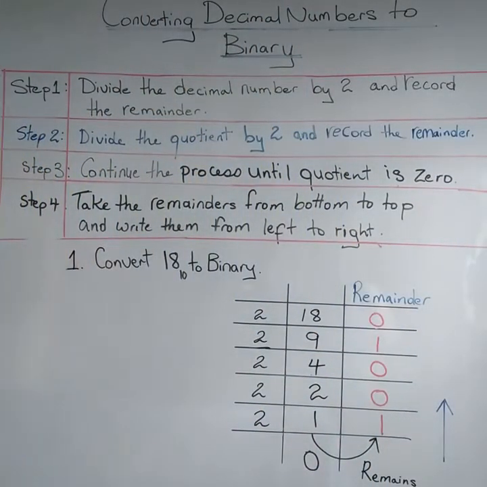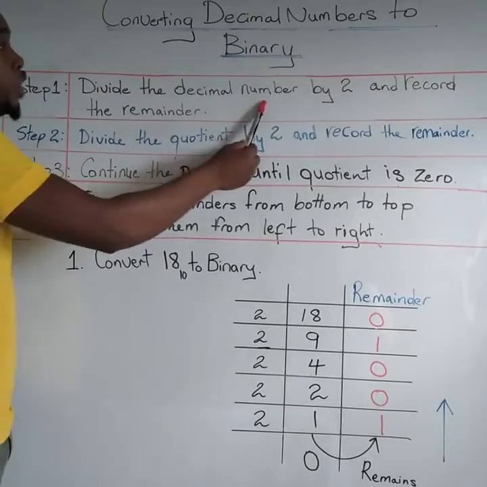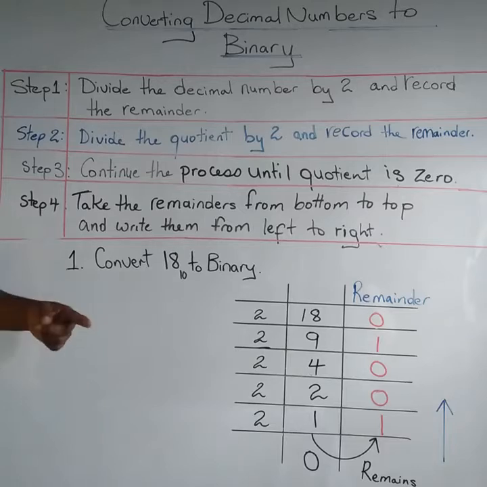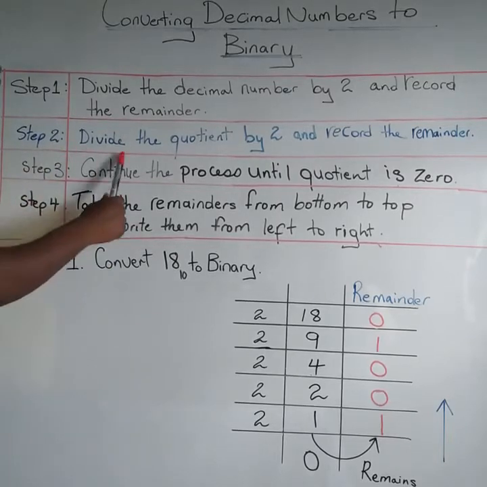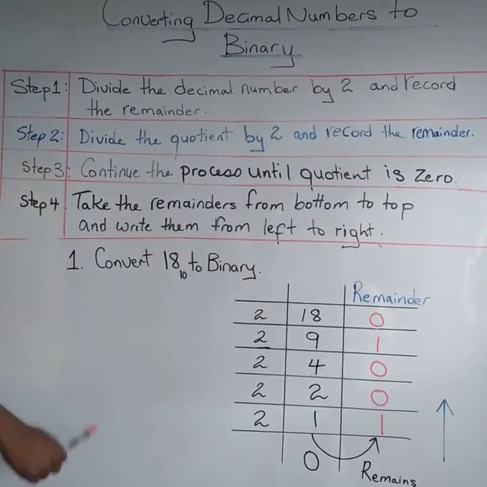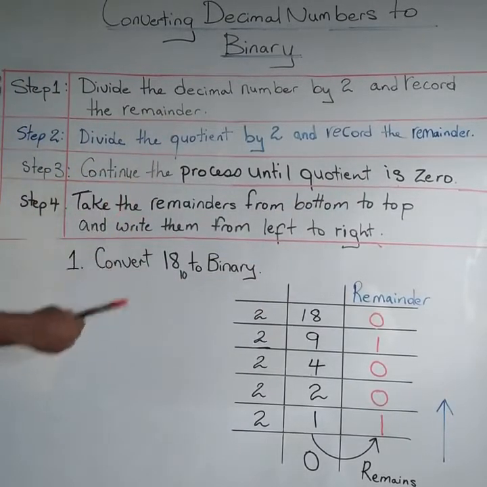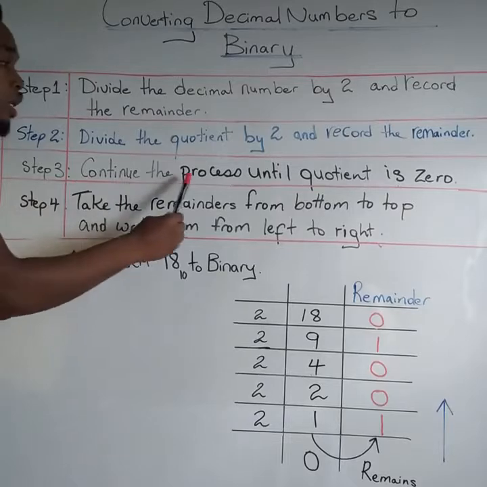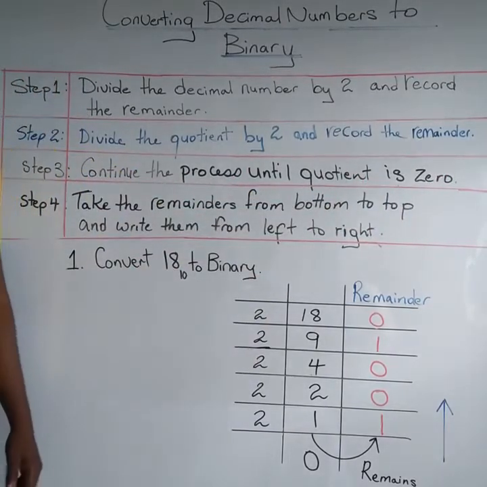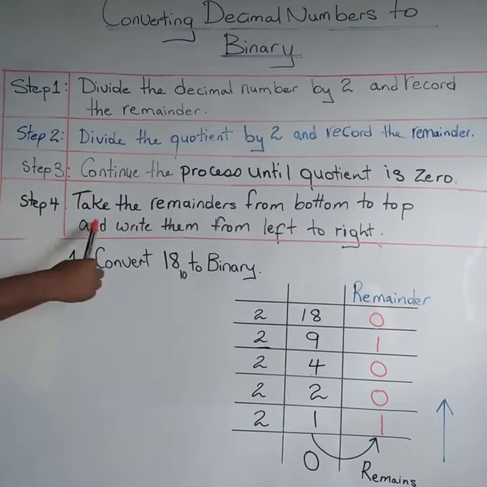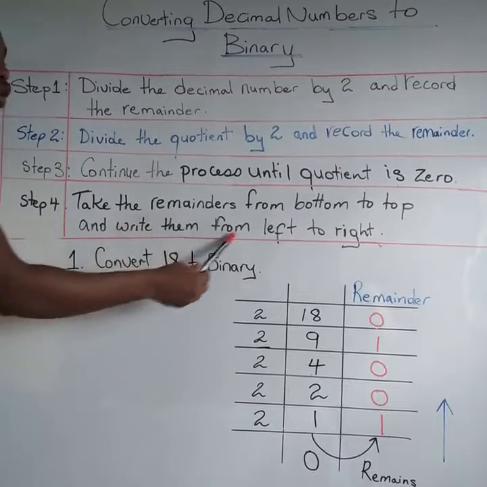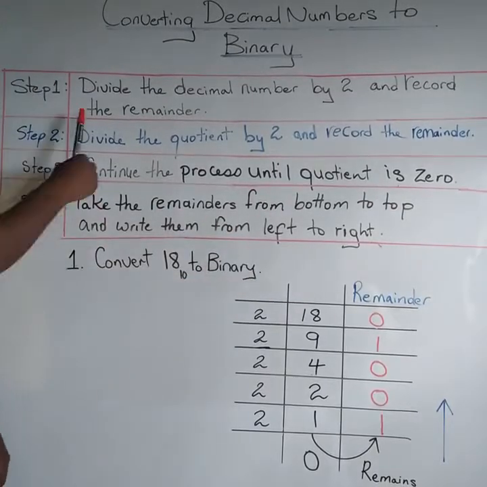Step 1 says divide the decimal number by 2 and record the remainder. Step 2, we are going to divide the quotient by 2 and record the remainder also. Step 3, continue the same process until our quotient value becomes 0. The last step, we are going to take the remainders from bottom to top and write them from left to right. So we have 4 steps.